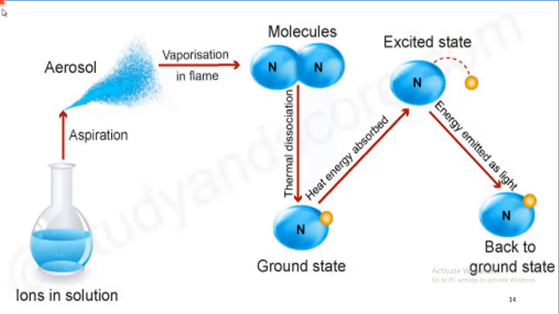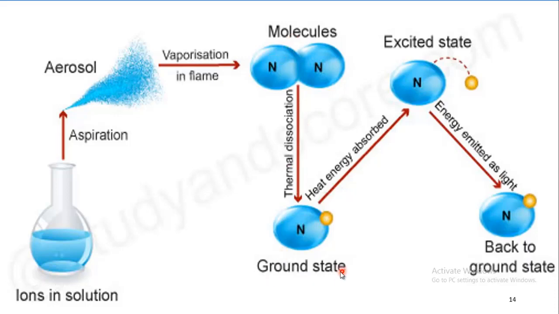Here this is also shown. This is our sample present in a flask. First, aspiration takes place. Aspiration converts the solution into tiny droplets, which is called an aerosol. After aerosol formation, vaporization takes place. Vaporization means the solvent is removed in the flame, so it converts this into molecules. After molecule formation, thermal dissociation takes place, which breaks the molecules down into the atomic state.